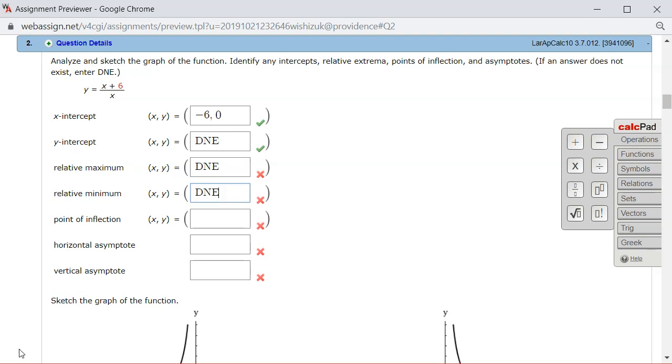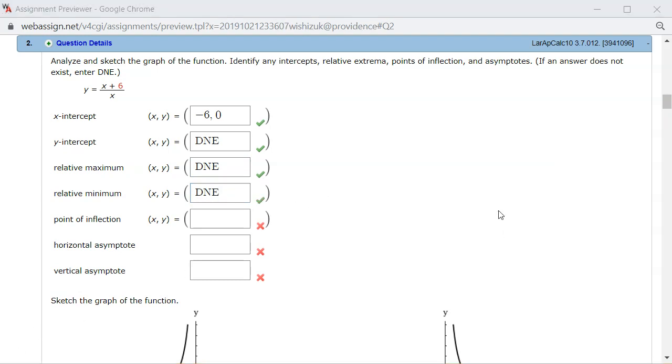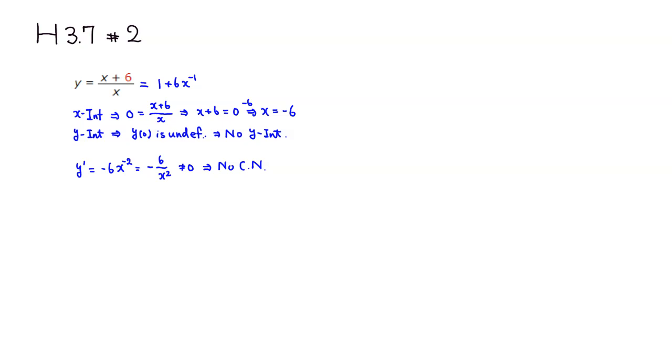Let's check the answer. I came back and it looks like we got the local maximum and local minimum correctly, because we don't have them. How about the point of inflection? We're going to take another derivative. You have y double prime equal to negative 6 times negative 2, which is positive 12, x to the negative 3 power. So this is equal to 12 over x cubed.